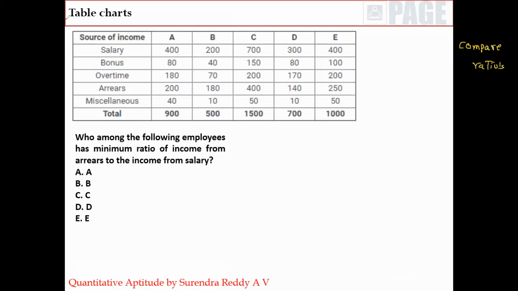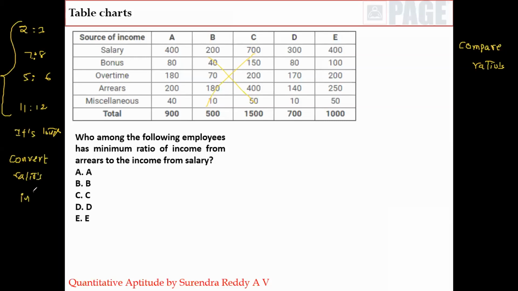Can you compare which is greater among 2:3 and 7:8 and 5:6 and 11:12? I'm not talking about this question. In general, if they ask us to compare ratios, is it easy to compare ratios? No, it is tough, right? So that's why we will convert the ratios into percentages. Convert ratios into percentages by multiplying with 100.